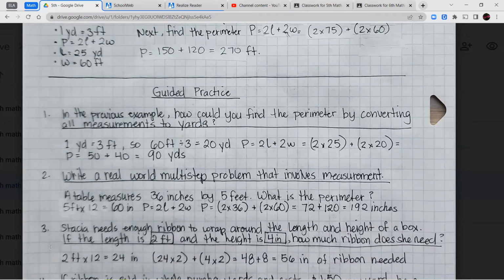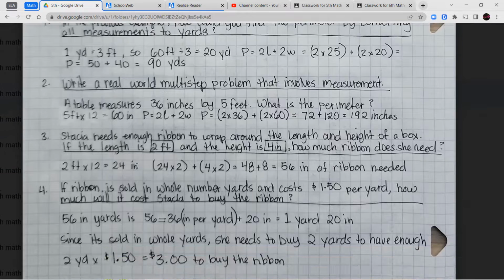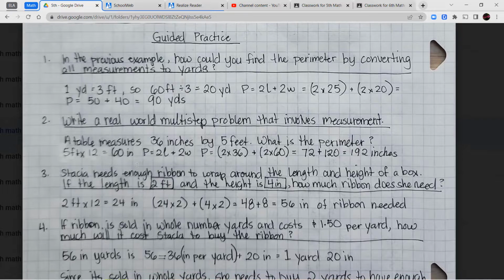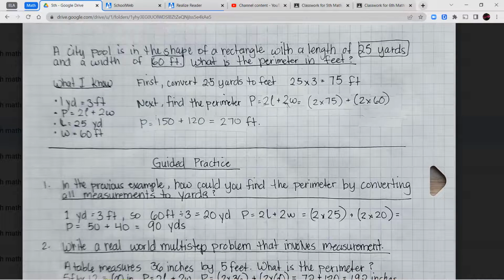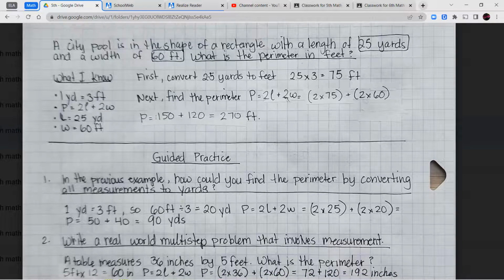All right, let's jump into our guided practice, and then we'll be done with this lesson. Number 1 says, in the previous example, how could you find the perimeter by converting all the measurements to yards? So the same example that we talked about with the swimming pool, if we changed it to yards, what would our numbers look like? So I know 1 yard is 3 feet. So 60 feet divided into a group of 3 for each yard is going to be 20 yards.